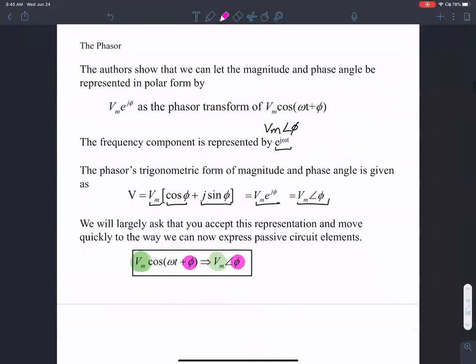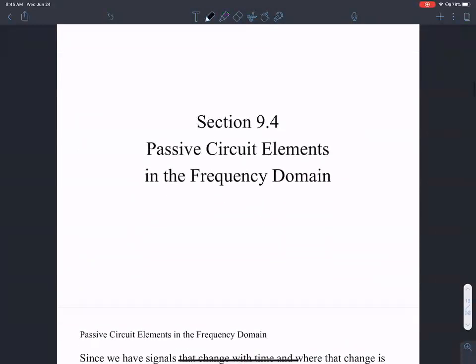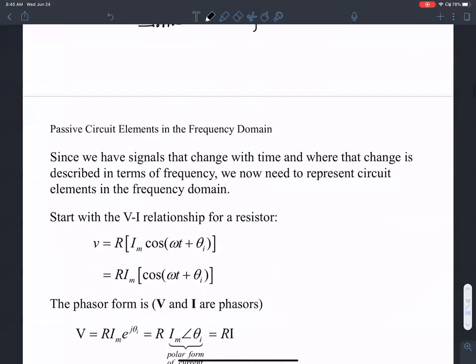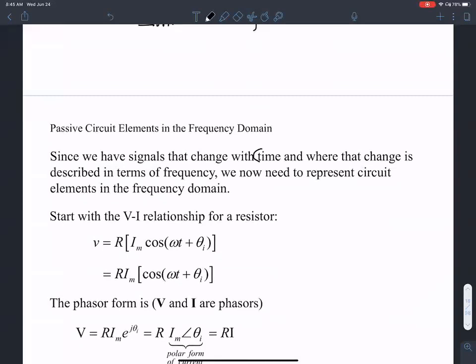So let's look at the passive elements: resistor, capacitor, and inductor in the frequency domain. So far, we have been applying DC voltages to them. Let's see how they respond when we apply time varying signals as inputs to them. Since we have signals that change with time, and where that change is described in terms of frequency, we now need to represent circuit elements in the frequency domain.